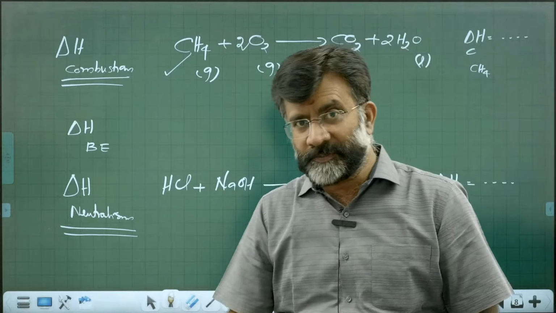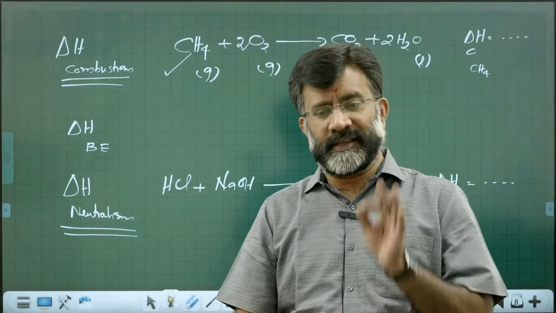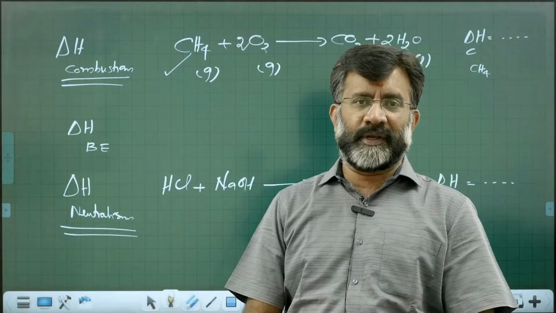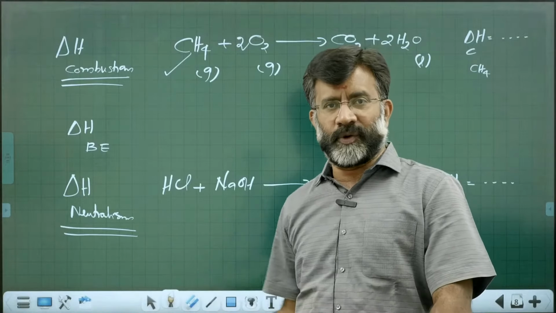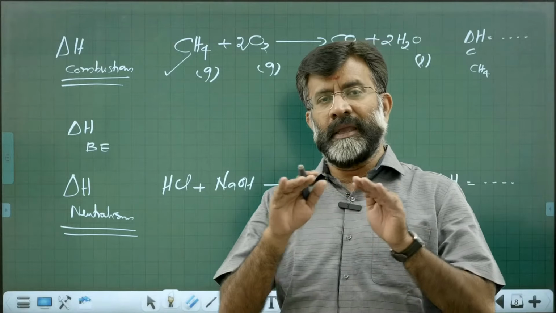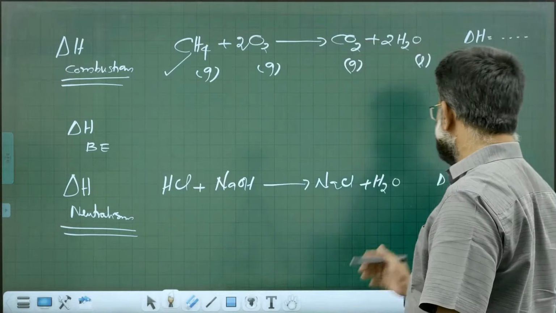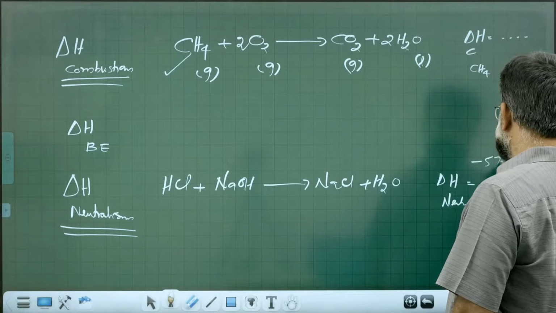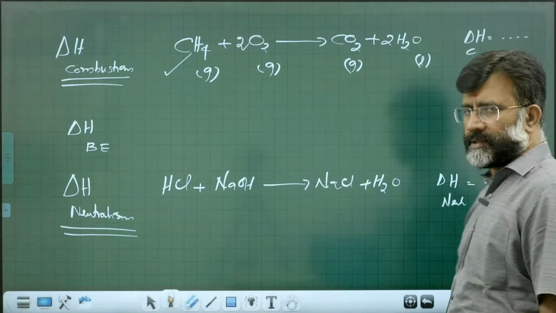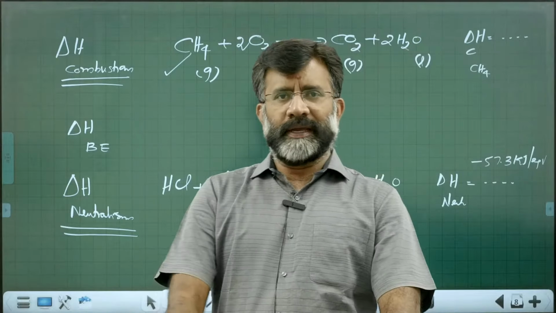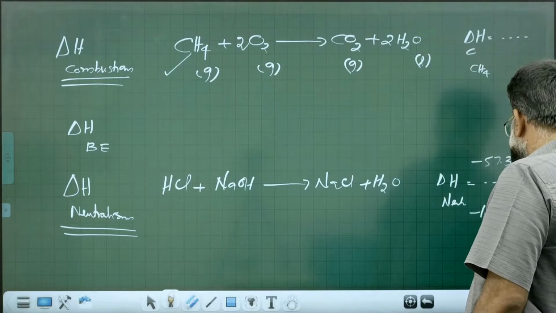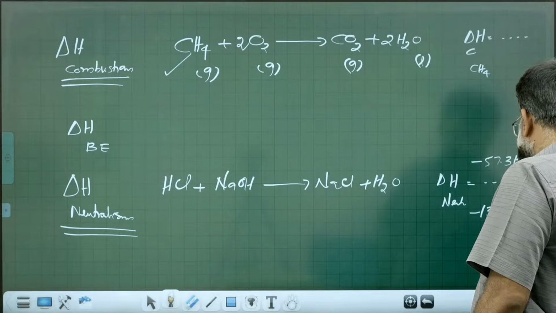There is something special in this case. Whenever you take a strong acid and a strong base, whether hydrochloric acid and NaOH, or sulfuric acid and KOH, the enthalpy of neutralization is invariably a fixed value, almost the same value. It is minus 57.3 kilojoule per equivalent, or minus 13.7 kilocalorie per equivalent.